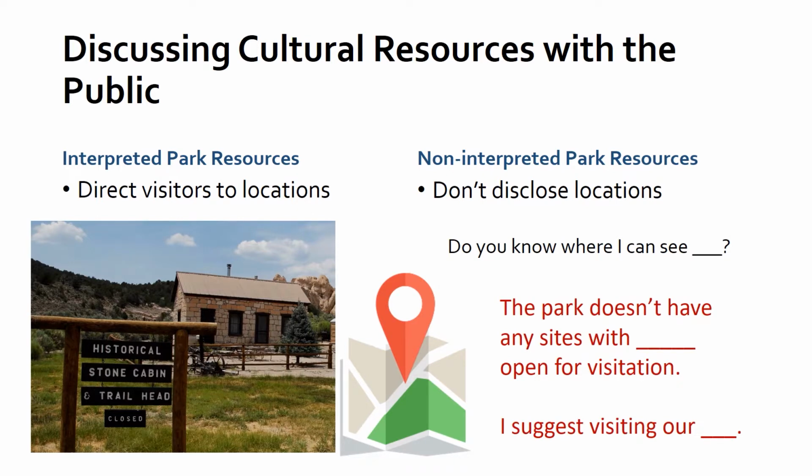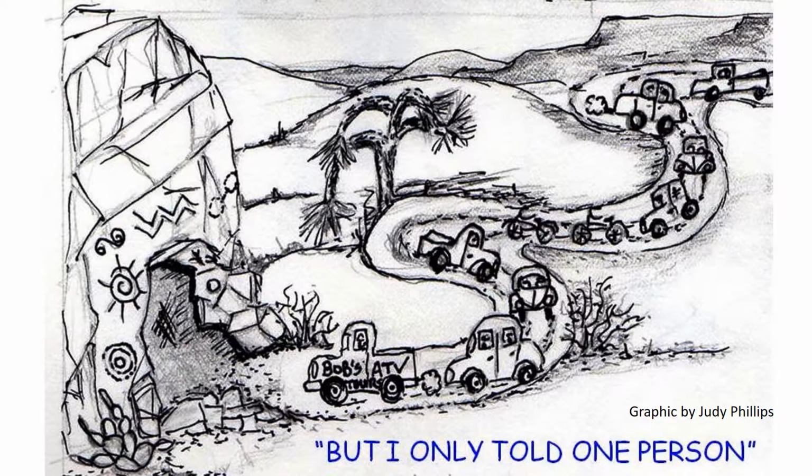The park doesn't have any sites with arrowheads open for visitation. I suggest visiting our gift store or our interpretive center so you can see some that are on display. Because this may happen: when you tell one person, they tell another, and what happens is sites that aren't ready for visitation end up being damaged because management isn't prepared.